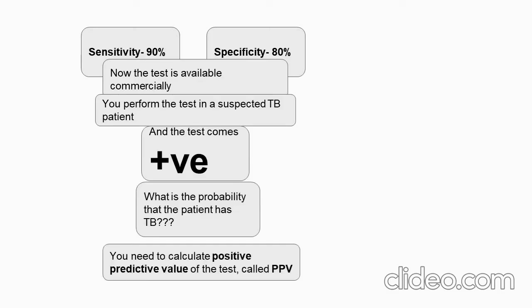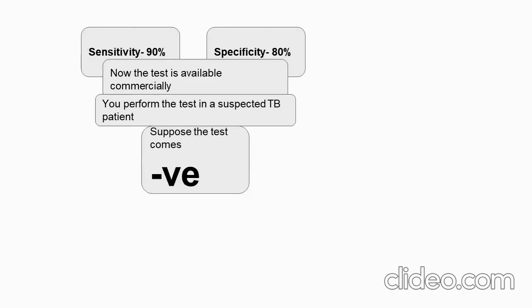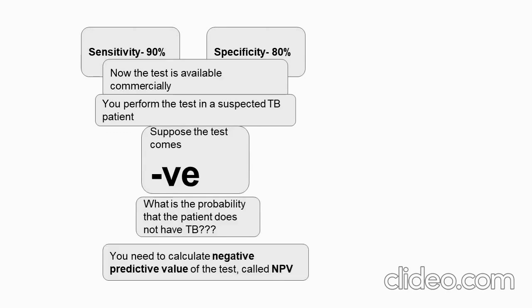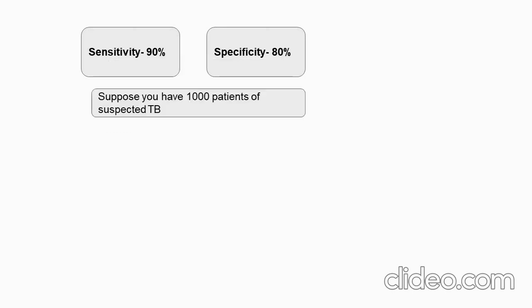To answer this, you should know the positive predictive value, or PPV, of the test. Similarly, if the test comes negative, what is the probability that the patient does not have tuberculosis? For this, you should know the negative predictive value, or NPV. Now let's learn to calculate PPV and NPV.